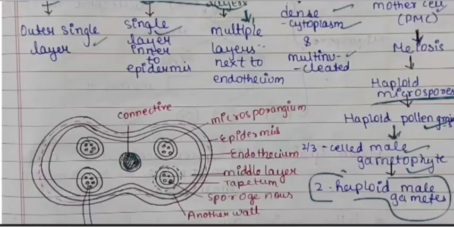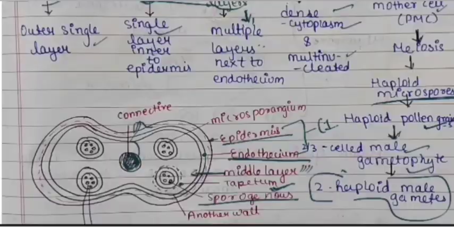This middle part is the connective tissue, then this outer layer is the epidermis. Next to the epidermis is the endothecium, and both are single layered. Next to the endothecium are the middle layers, which consist of multiple layers. The tapetum is next to the middle layers, which provides nutrition to the growing pollen grains. And next to the tapetum, the sporogenous tissue is present.